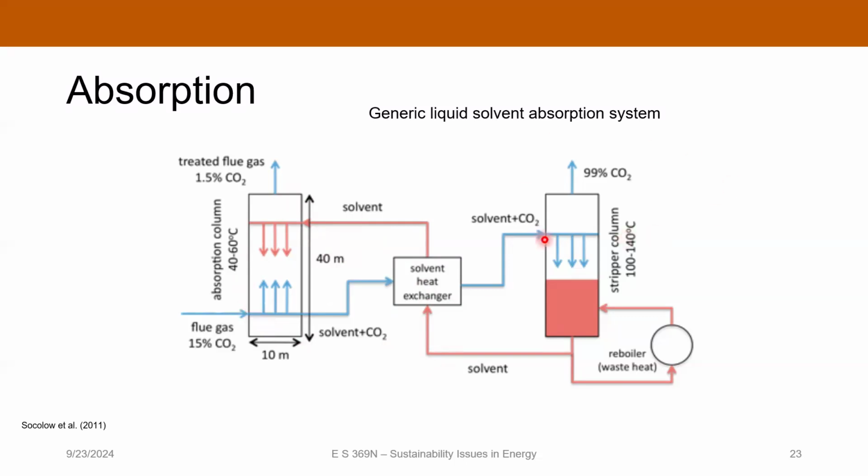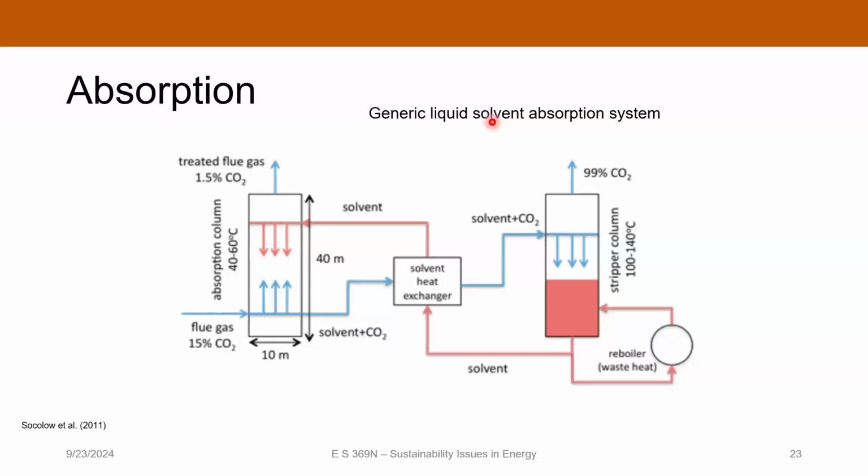And so when everything works properly, you'll have about 99% purity CO2 coming out of the stripper column and about 1 to 1.5% CO2 in the treated flue gas. So it's not perfect absorption, but it does pretty well.